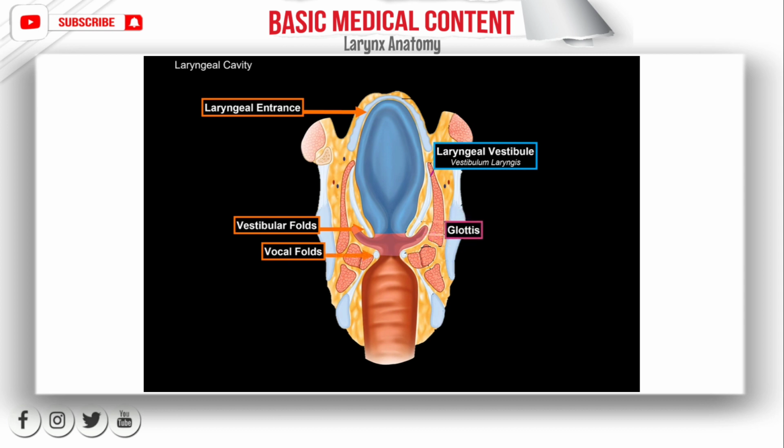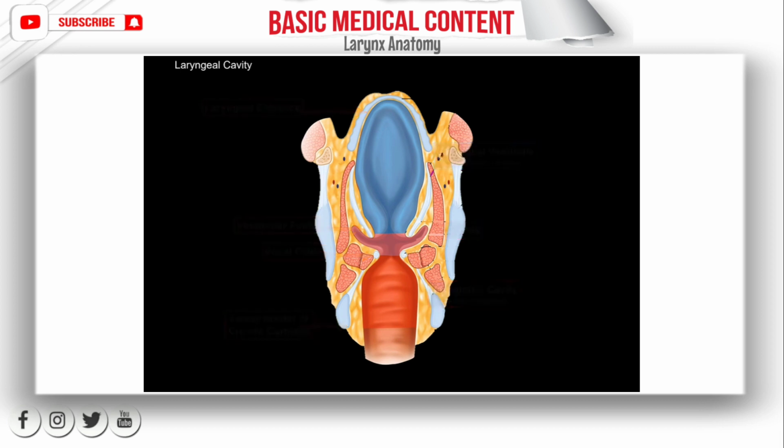From the vocal cords, we have the infraglottic cavity, which is until the lower border of the cricoid cartilage. From this point, that's where your trachea is going to be, and that's the topic for our next video.